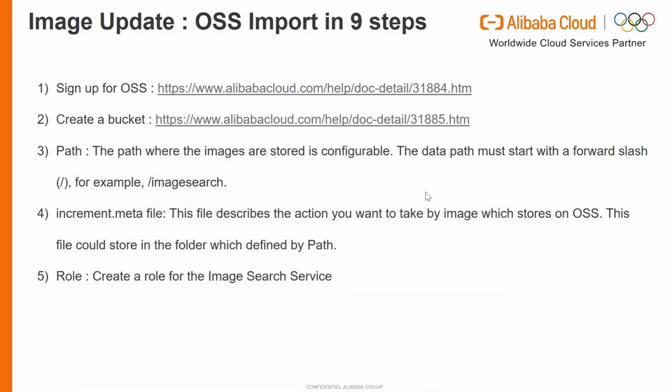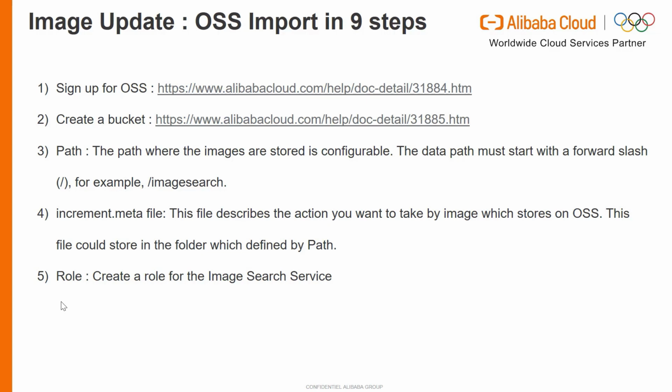There are 9 steps to follow to configure the OSS import. First, you have to sign up for Object Storage Service, then create a bucket, configure the path inside of the bucket, and upload some pictures into this path. Then you have to define the increment.meta file. This is a JSON format file. Inside of the file, you have to define the list of products and the list of the photos associated.